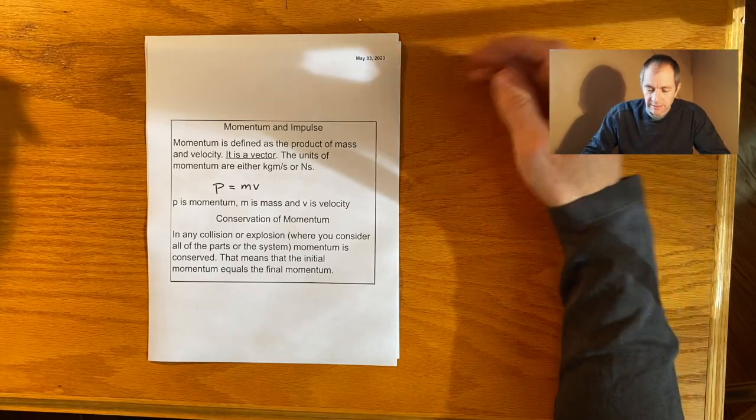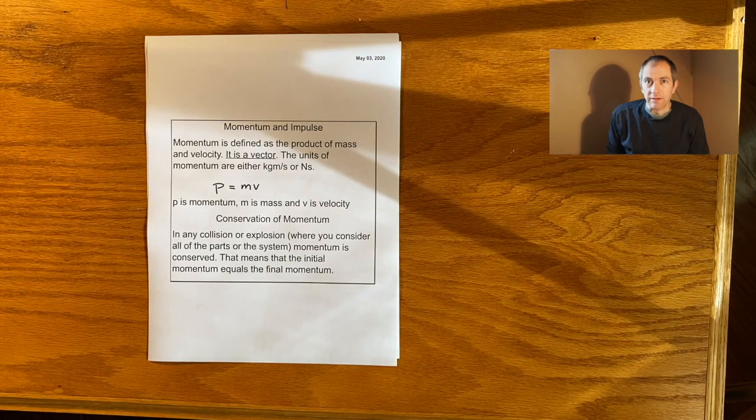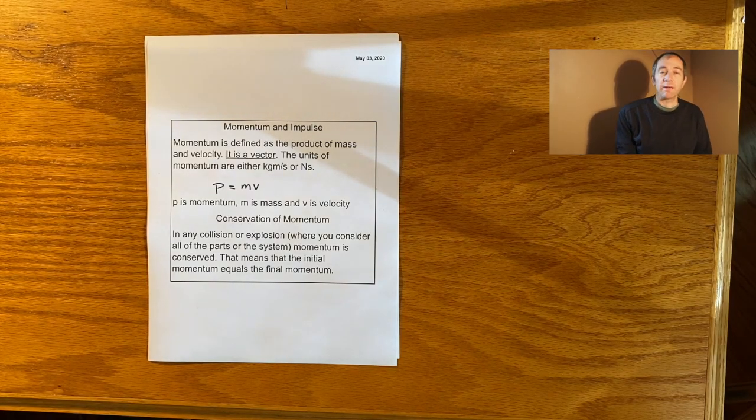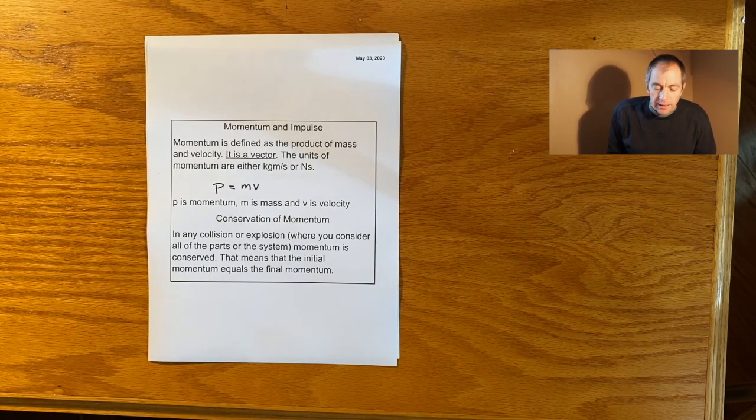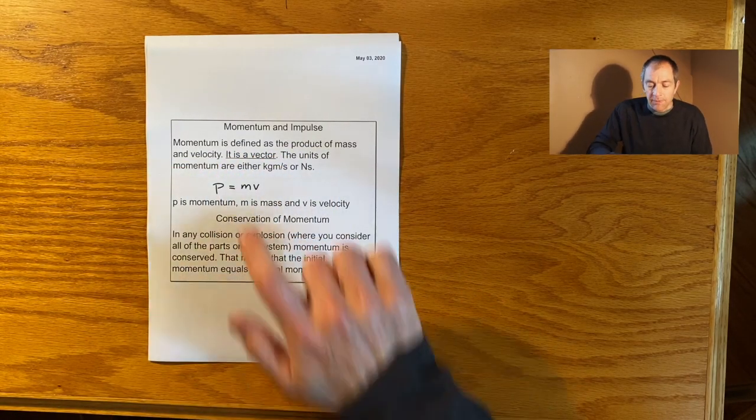What we're working on today is momentum and impulse. And momentum is used often in the English language, talking about different things. Sports uses it often. One team has momentum over another team and so on. In physics, we define it really specifically. It's defined as the product of mass and velocity, and it's a vector.